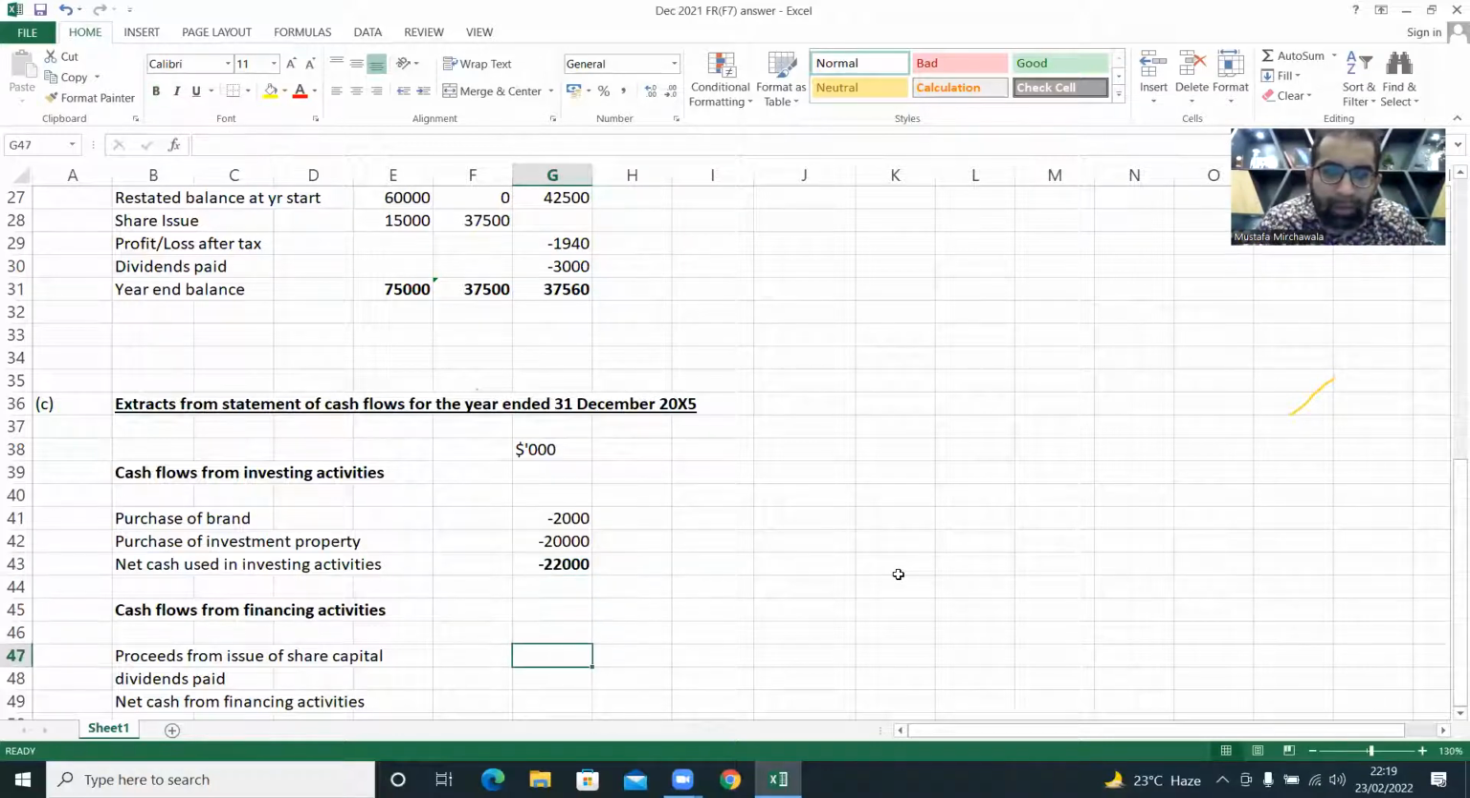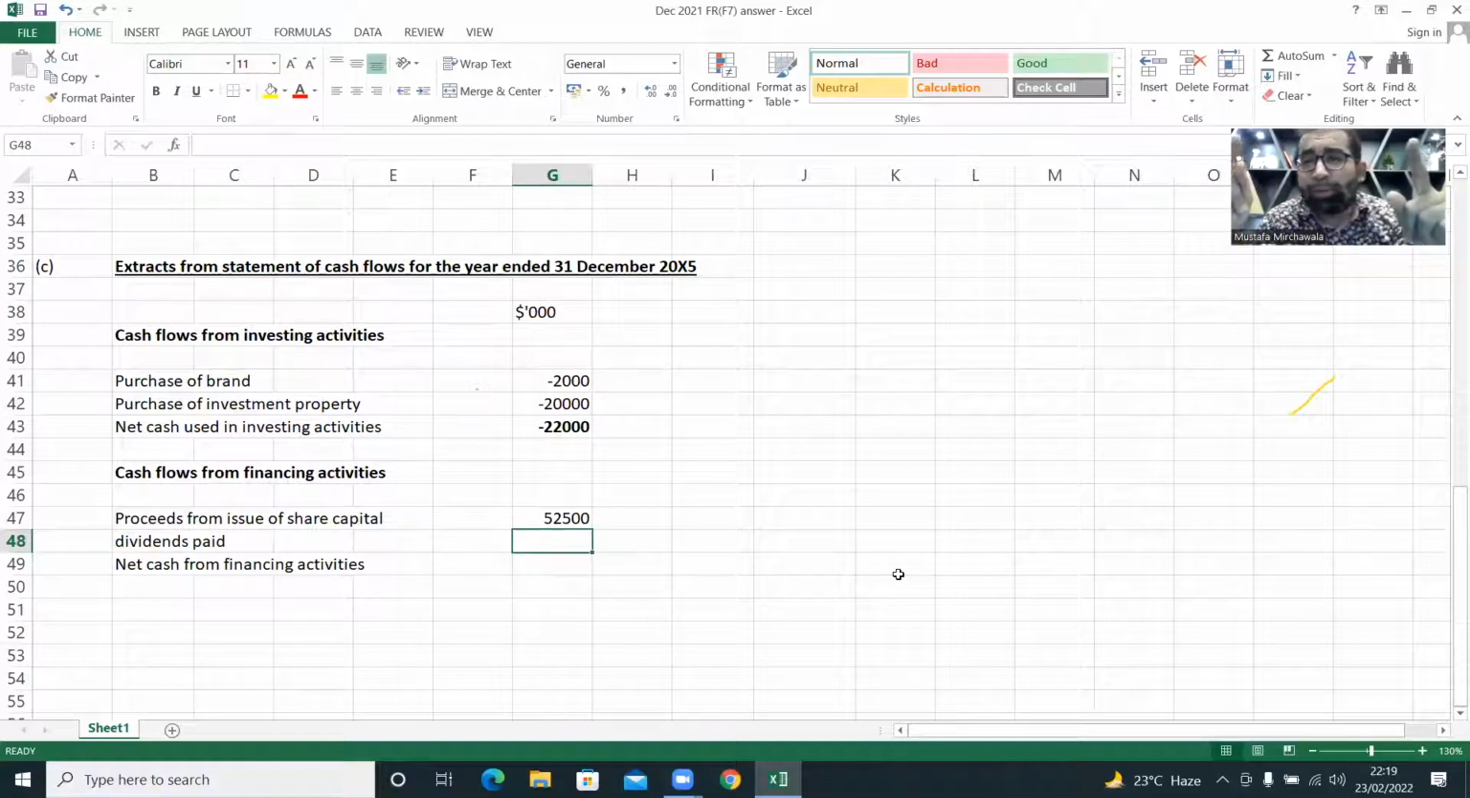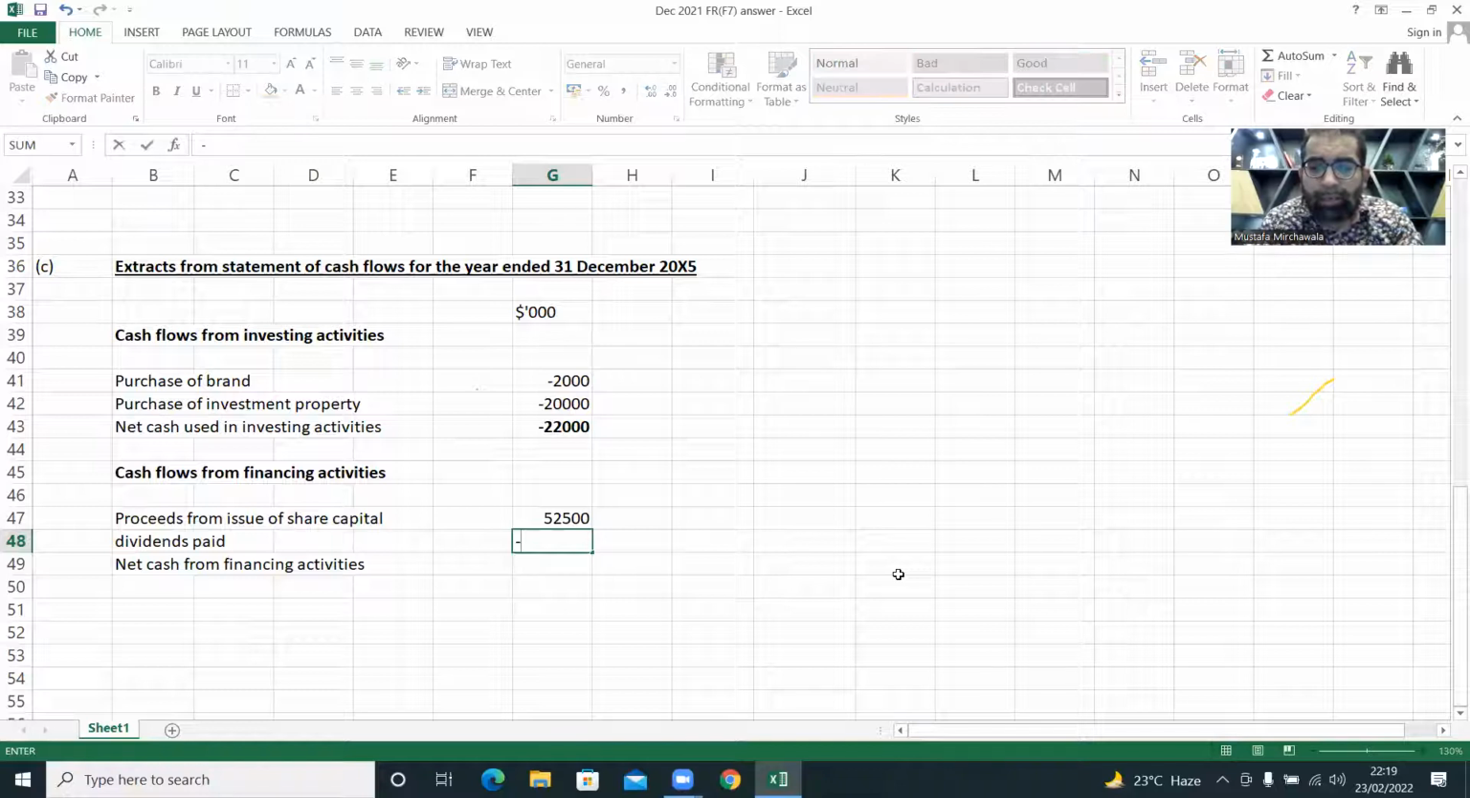Now, go to the financing activities. In the financing activities, yes, you issued new shares. And remember the entry which I showed you, it was, I think, 52,500. Yes, it was 52,500. And then there is no non-current liabilities movement. We didn't read anything about repayment of loan or issue of loan notes. So ignore it. But yes, there is ordinary dividends paid of 3,000. So you need to deduct it.